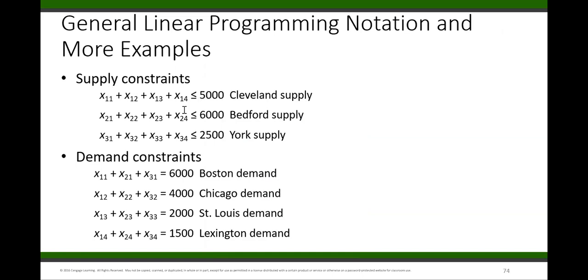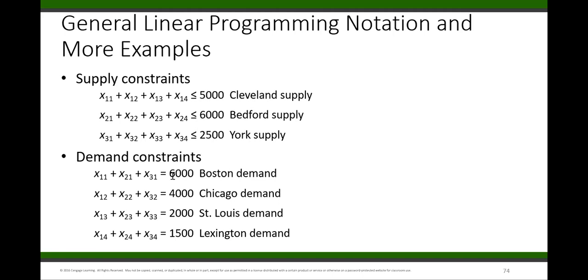The overall shipment from the Cleveland plant should not go beyond the capacity of Cleveland. Same thing for Bedford and York. So we can just write down the same constraint. Just notice the index: 2 for origin 2 applies to the Bedford plant, and 3 for York. X31, X32, X33, X34 less than or equal to the total capacity of the York plant.